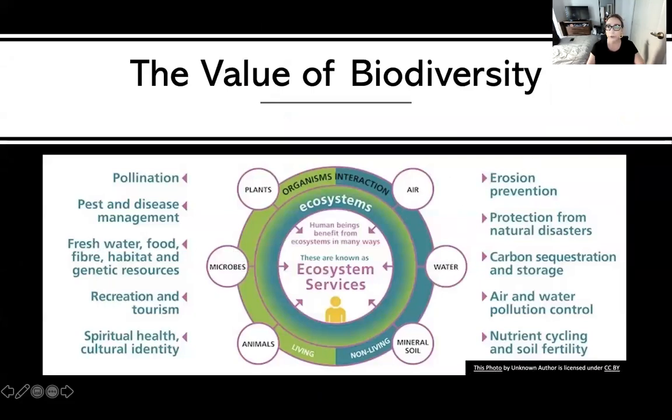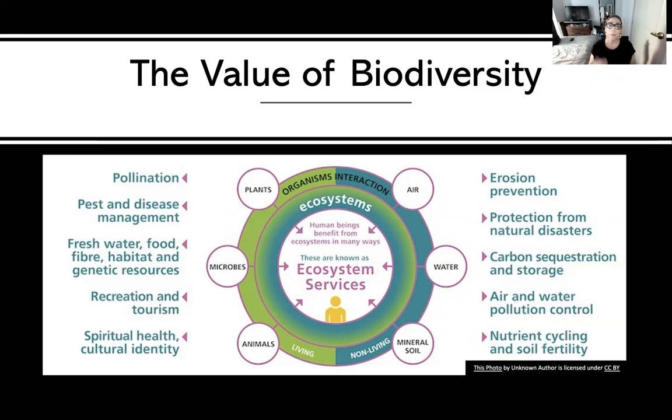I talked to you, or I didn't talk to you, but I showed you a learning objective about ecosystem services. So that is what this slide is showing you. Ecosystem services are services provided by a biodiverse ecosystem that we depend on for human life. Okay, so let me repeat that for you. Ecosystem services are services provided by a biodiverse ecosystem that we humans depend on for life.